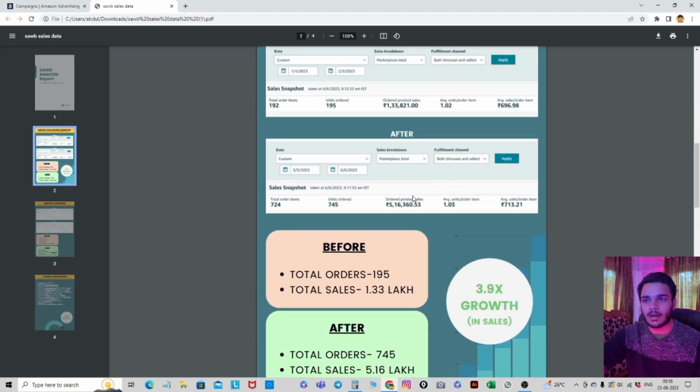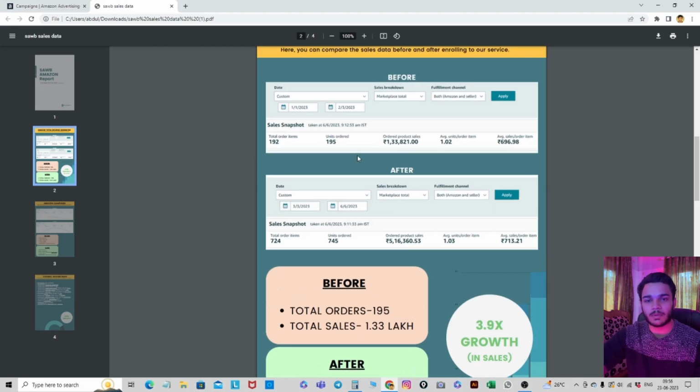After that, I started to optimize their listing, and I started to run campaigns. The campaign result I will show at the end. Right now we are looking at the total sales. Within the span of 3 months, I could increase their sales up to 5.16 lakh rupees. That means in the previous period, before they joined with me, they were getting 185 orders.